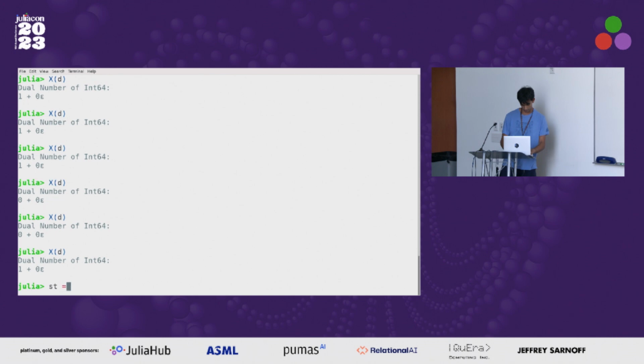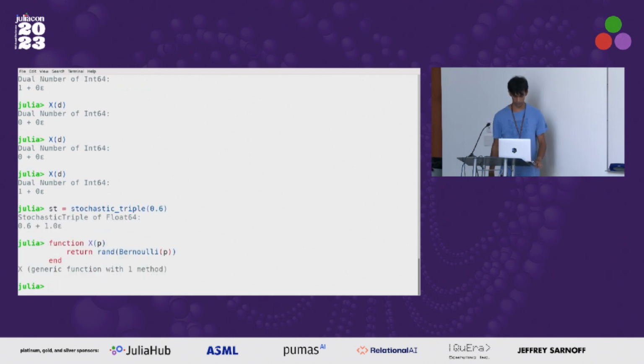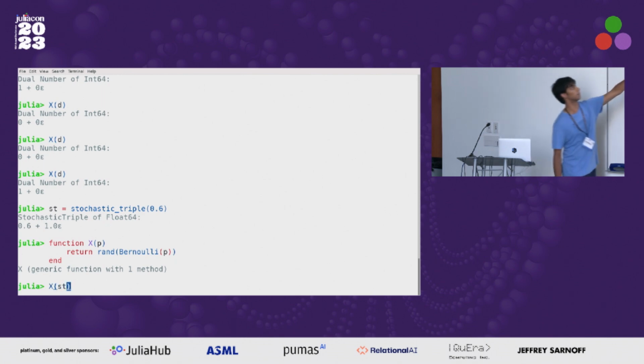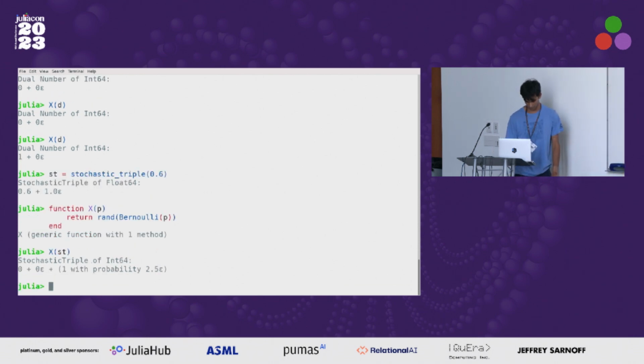So actually, I'm going to upgrade from these dual numbers to these stochastic triple objects. Let me remind you again what our function is. And this is the numeric type that's provided by our package. And if we plop this into our Bernoulli, we'll either get something anticlimactic or what I want. Okay, this is what I want.